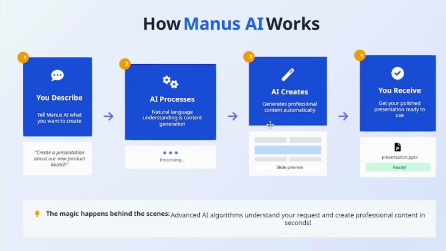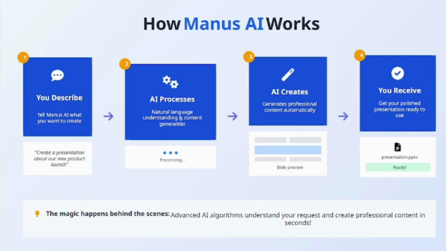Step number 1, you describe. It all starts with you. You simply tell Manus AI what you really want to create. This isn't about coding or complex commands. It's about using natural language, just like you would talk to a human assistant. For instance, you might say, "Create a presentation about our new product launch," or "I need a sales report for Q3." The more specific you are, the better Manus AI can understand your vision. That's number 1.